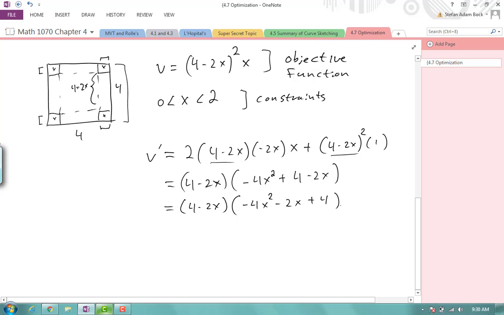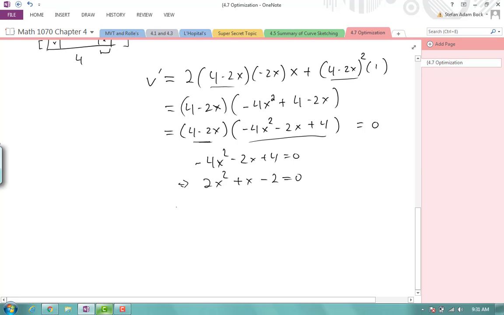Times negative 4x squared minus 2x plus 4. And I want to set this equal to 0 in order to find critical points. Well, here's one possible solution right over here, but let's try to factor this quadratic to see what my other solutions are. So I'll have negative 4x squared minus 2x plus 4 equals 0. Or I could rewrite this. If I divide by negative 2 from both sides, I'll have 2x squared plus x minus 2.